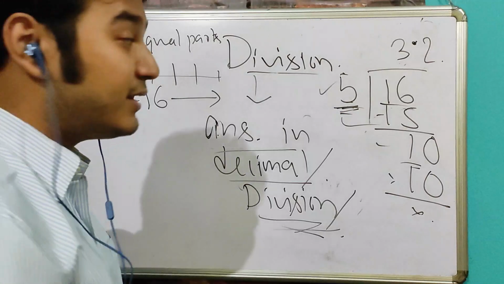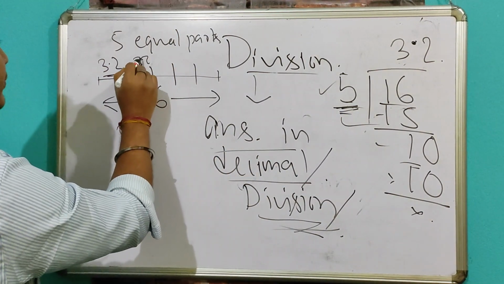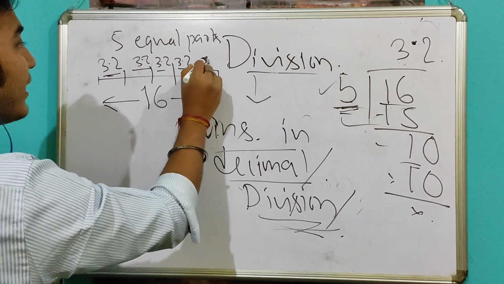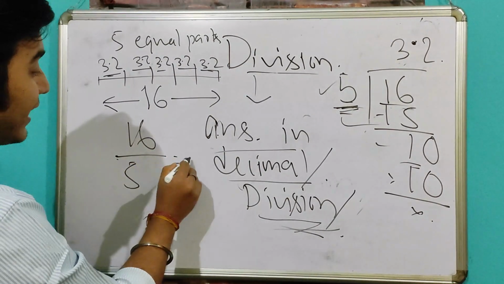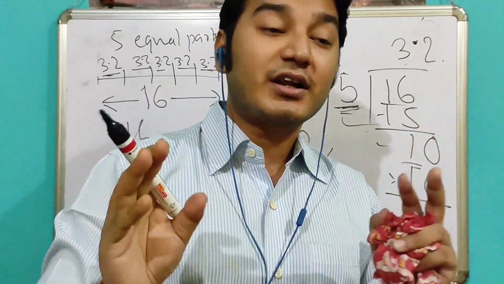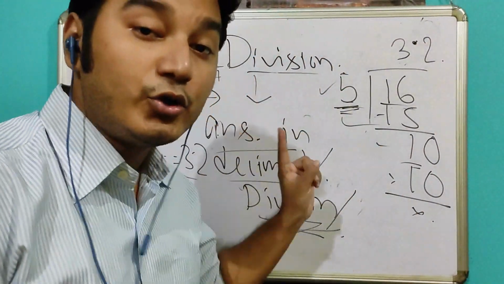So what will happen? Each of the parts will be of 3.2. This is the idea of this division. When we are dividing 16 into 5 equal parts, the answer is 3.2, which means that you are going to get 5 equal parts, each of length 3.2.